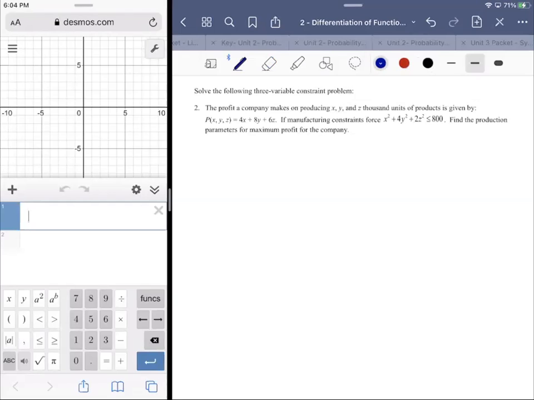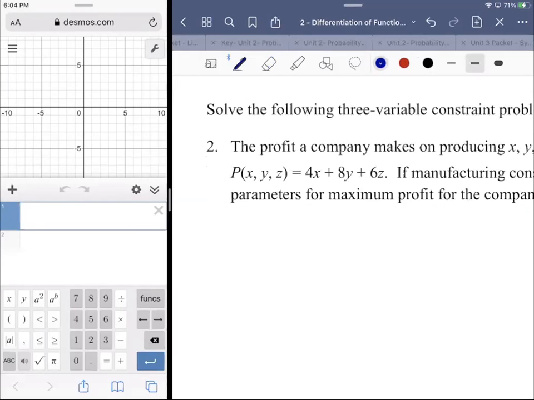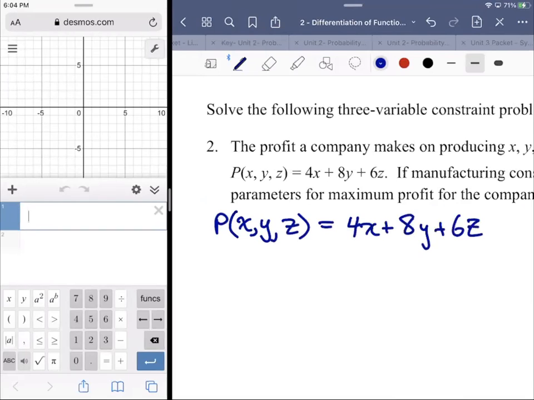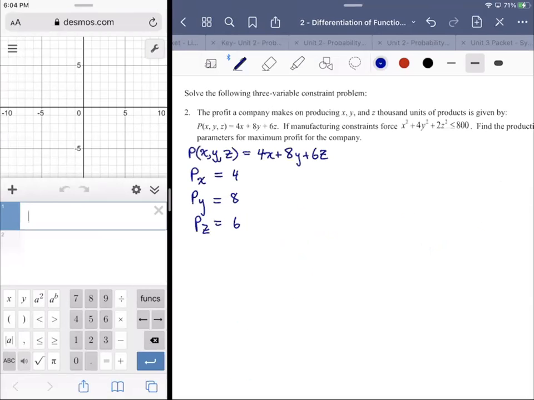we have our P of x, y, z. I'll make a little note of that. It's as simple as it gets for a multivariable function. Kind of nice. So when I go to find my partials, P sub x, P sub y, P sub z, is going to be 4, 8, and 6 respectively. All right, so that part's not too bad.